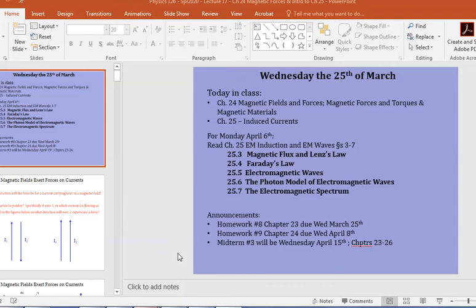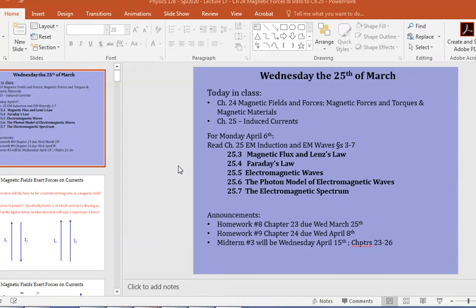Okay, so here is our plan for today. We will be taking a look at magnetic fields, forces, and what happens basically when you put two wires next to each other. I'll talk a little bit about magnetic materials, and then we'll jump on into chapter 25. I'm going to try to abbreviate a few things and hit the high points in an effort to keep us moving forwards.